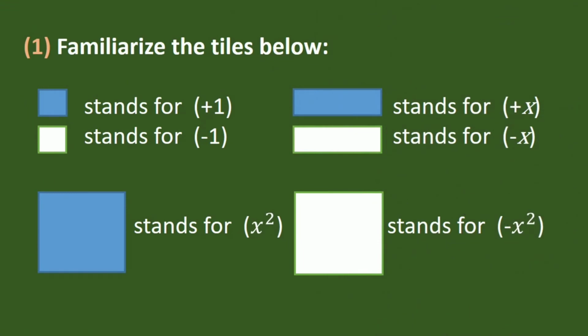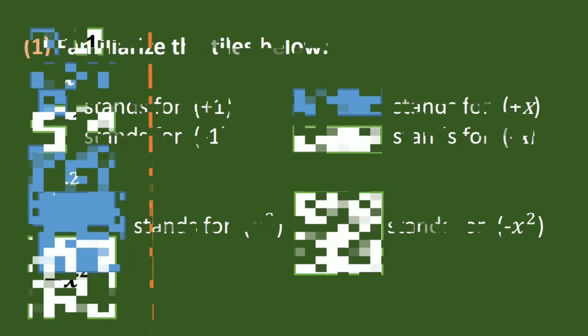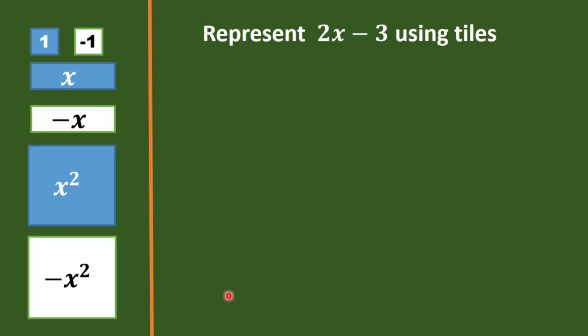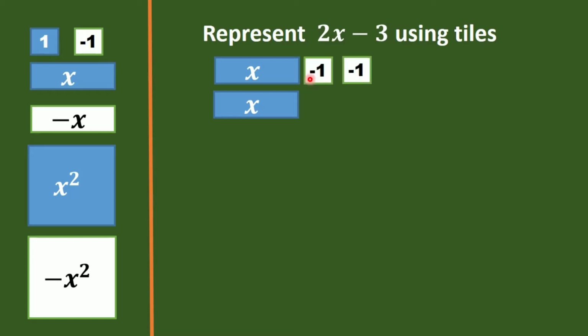First, let us familiarize ourselves with the tiles. Let's have a representation of the tiles. I have put all of them at the left side. For example, represent 2x minus 3 using tiles. We put here a blue x tile, and another blue x tile. So we have 2x. And minus 3, we have 3 negative 1 small squares. That's it. That is our representation of the polynomial 2x minus 3.